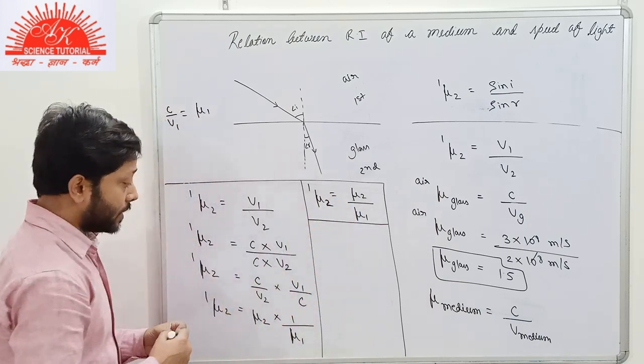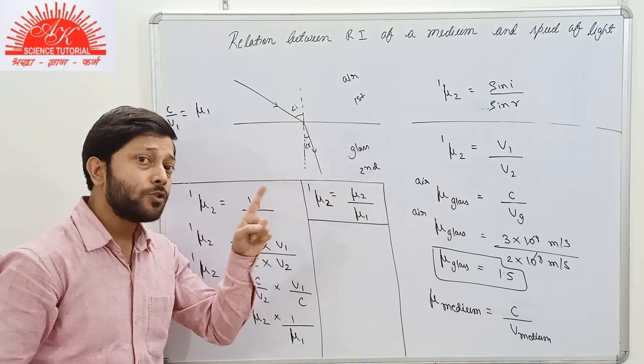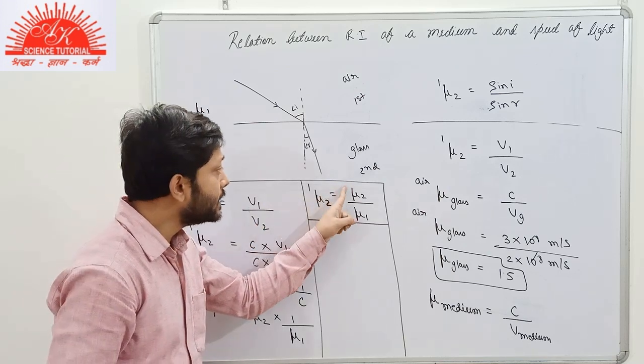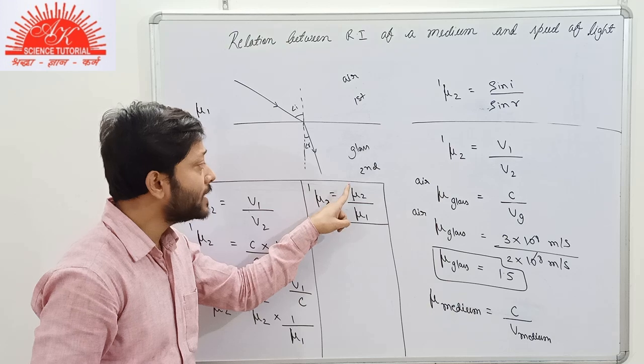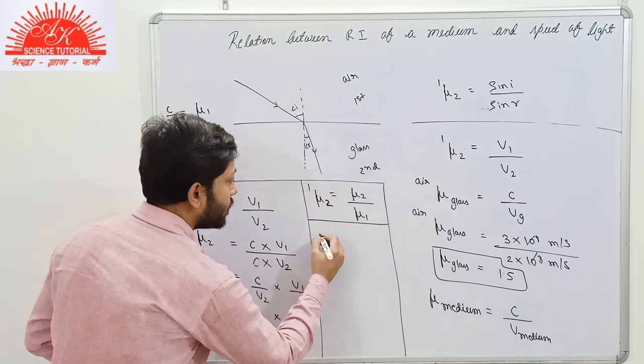And one more thing, here the medium is not mentioned. What does it mean? It means that the first medium here is air. Here also the first medium is air. We'll have a simple example for it.